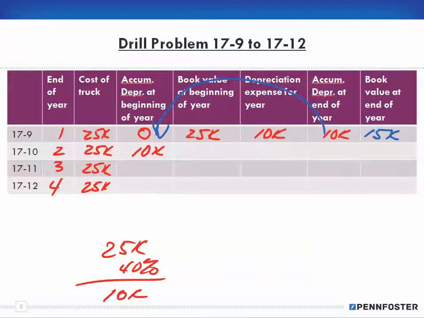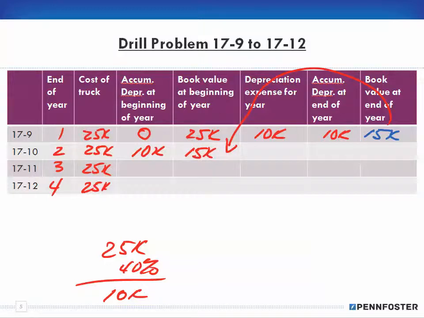I mean, think about it. December 31st of 2014 is the end of the year, so that becomes the beginning balance for January 1st, 2015, as an example. So all we're doing is just moving that figure. And of course, we're doing the same thing with the book value at the end of the year. We're taking this 15,000 and moving it to the beginning of the year, 15,000.